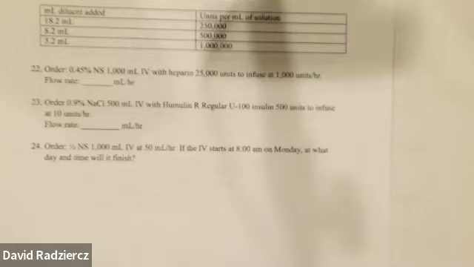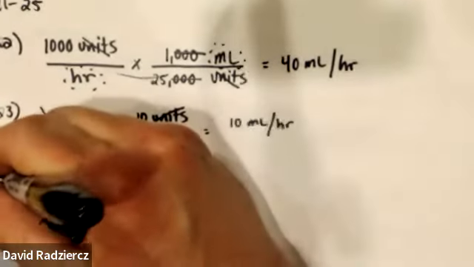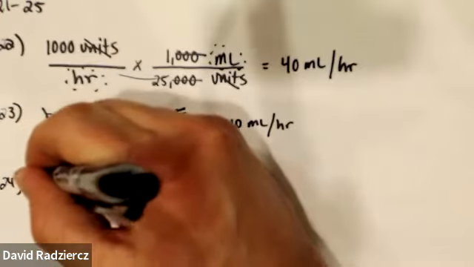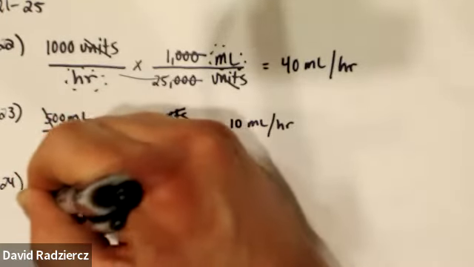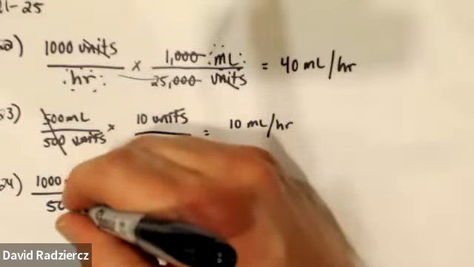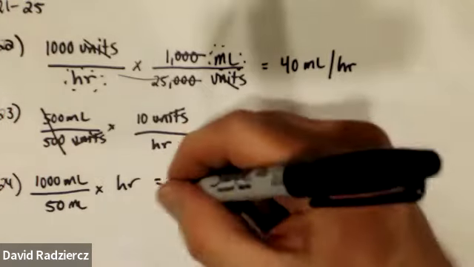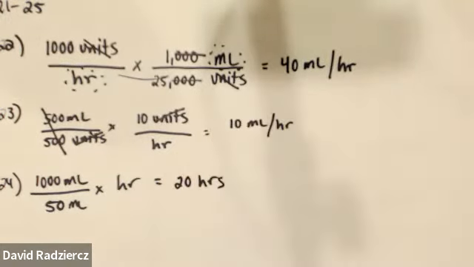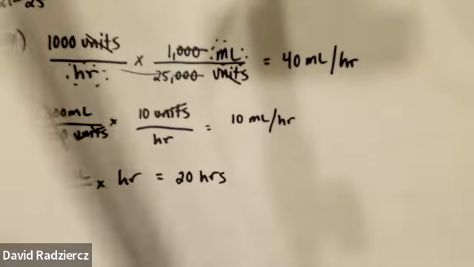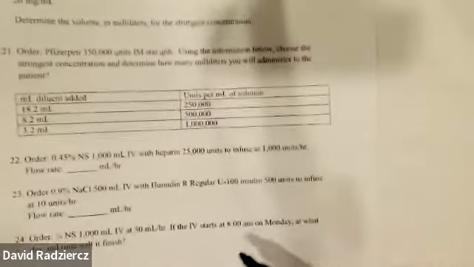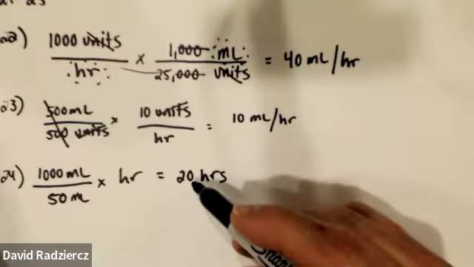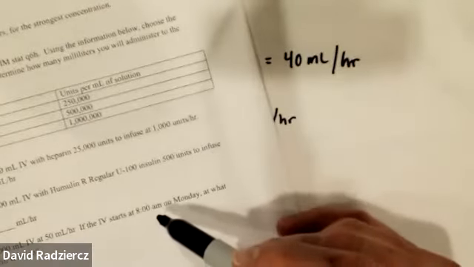Okay, so with this, there's a couple different ways to do it, and I think most of you probably get this one right. For 24, you're going to take the 1,000 milliliters divided by 50, because that's 50 milliliters per hour, that gives you how many hours. I believe you get 20 hours out of that. That part is probably self-explanatory, but the trick is, if it started Monday at 8 a.m., what time will it finish? The trick here is you know that 24 hours will be Tuesday at 8 a.m., right?